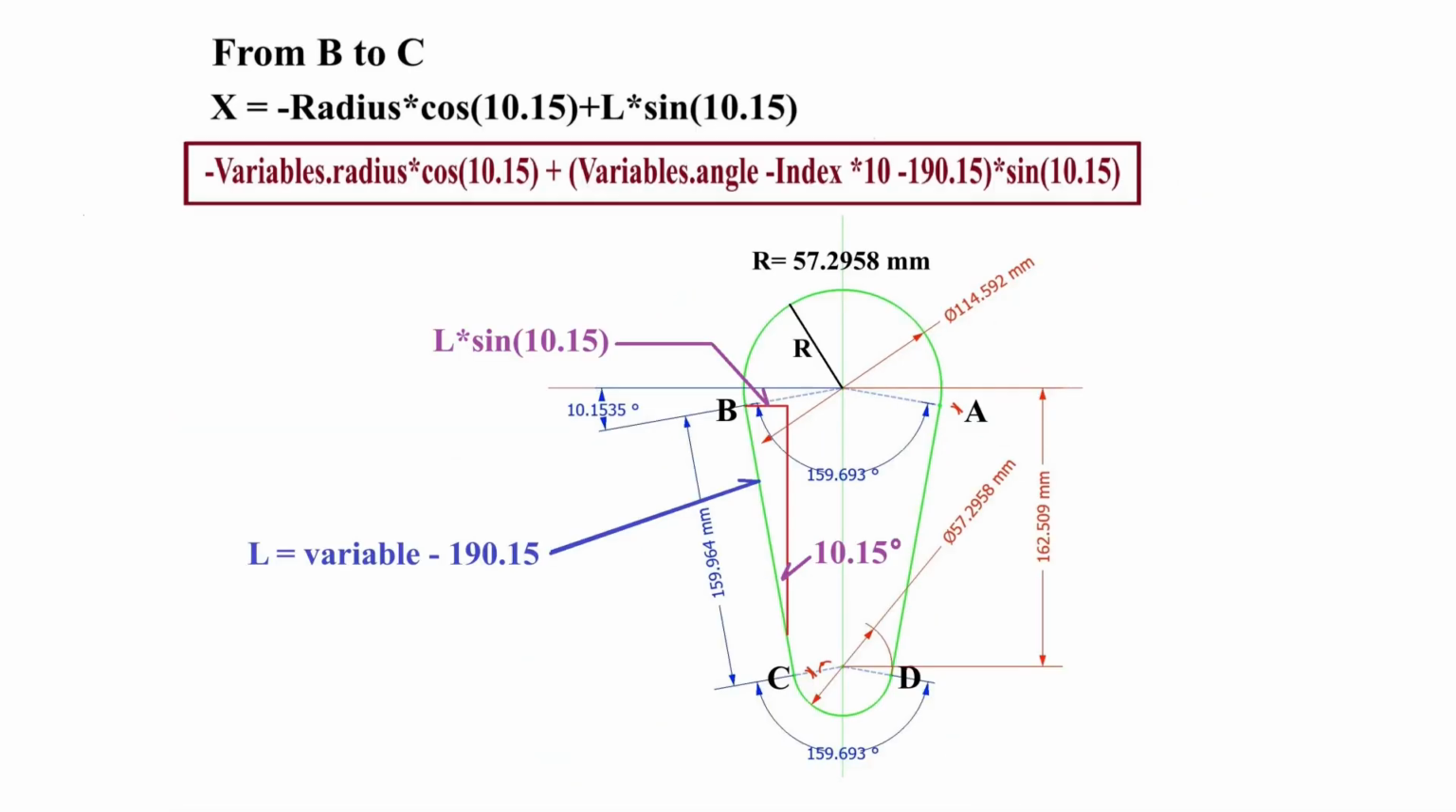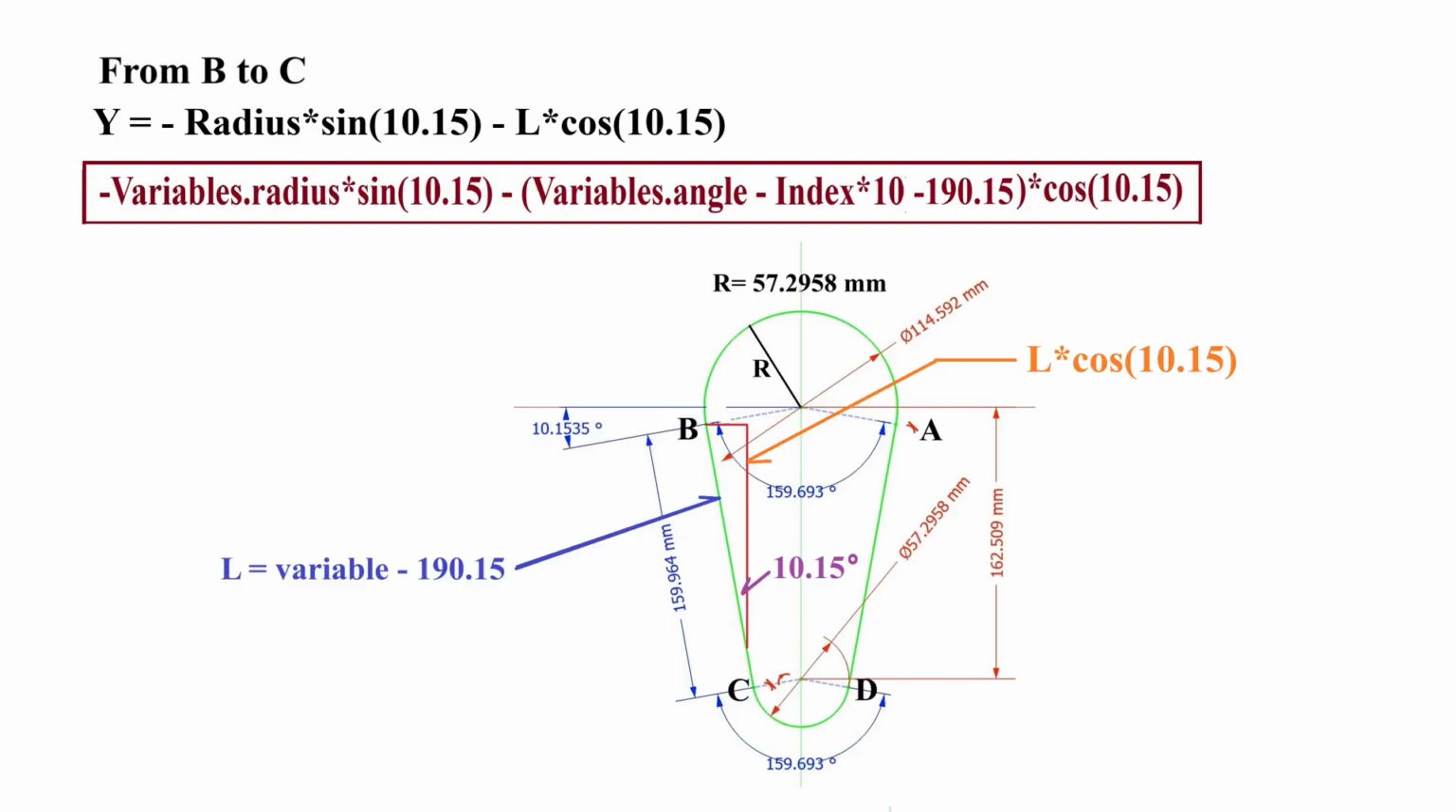When the variable is greater than 190.15 degrees, X position is calculated from the horizontal component of the distance from point B to point C. Subtract 190.15 from the variable and use it as the hypotenuse of the right angle triangle. Use letter L as the hypotenuse. So the horizontal component is L times sine 10.15 degrees. X position of point B is minus radius times cosine 10.15 degrees. So x position along this straight path is minus radius times cosine 10.15 degrees, plus L times sine 10.15 degrees.